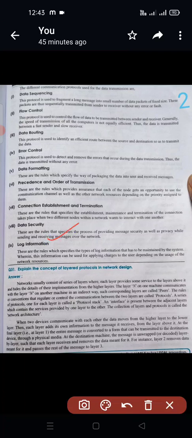Next is flow control. This protocol is used to control the flow of data, meaning the speed at which the data is transmitted from sender to receiver is considered in flow control. Generally the speed of transmission of all the computers is not equally efficient, so the data may be transmitted by a faster sender to a slower receiver. Next, data routing is used to identify an efficient route between the source and destination to transmit the data. Error control means this protocol is used to detect and remove the errors which occur during the data transmission.